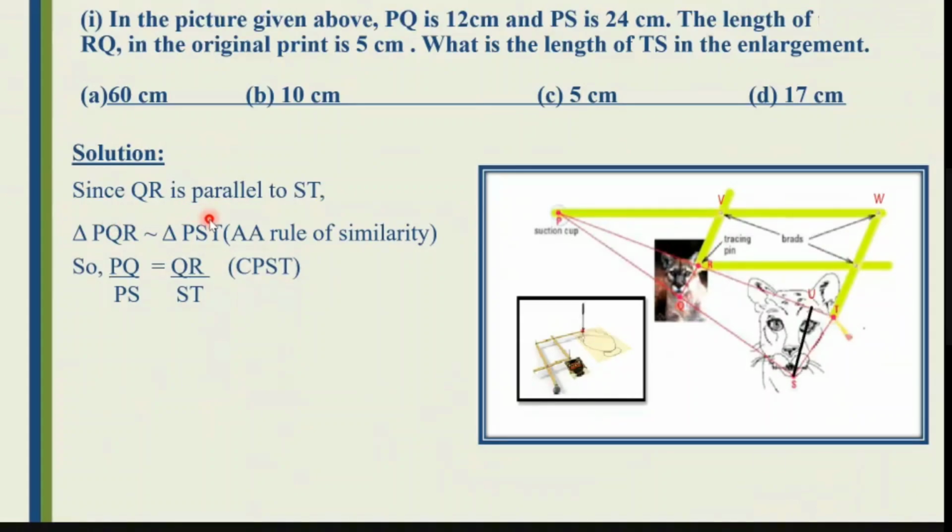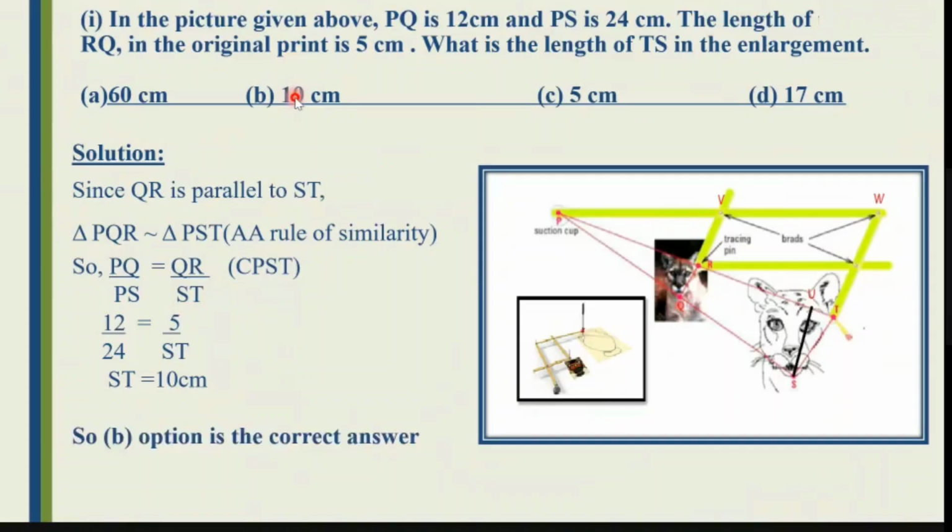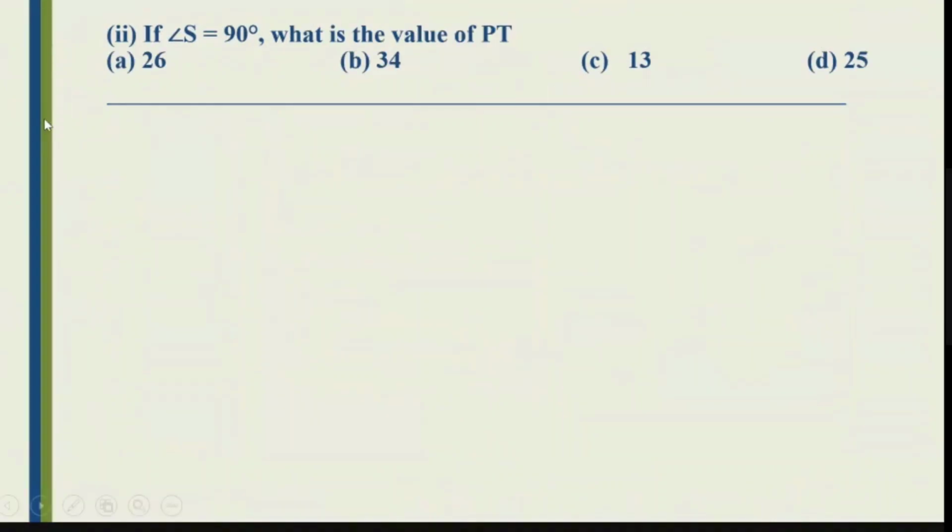Let us put the values now. PQ is 12, PS is 24, QR is given to us as 5, ST I can find out, that will come out to be 10 centimeters. So that means the B option is the correct answer. Let us see the second part now. If angle S is 90 degrees, what is the value of PT? We have again the four options given to us.